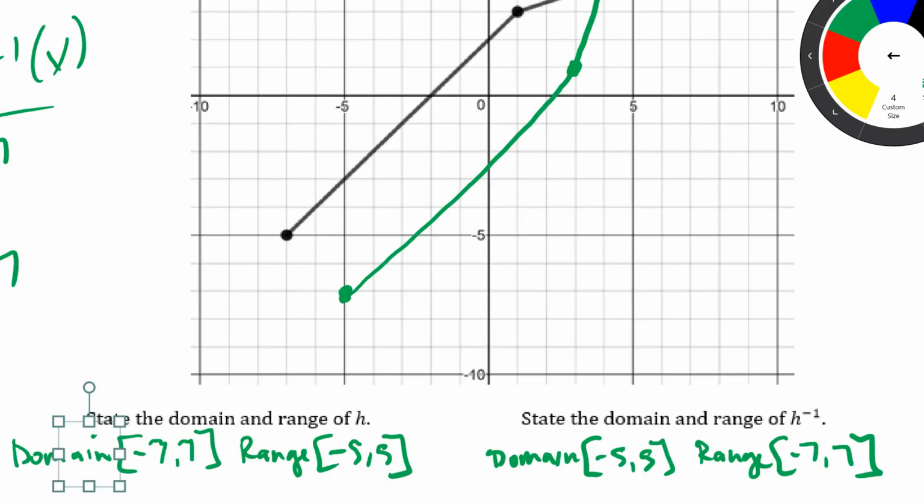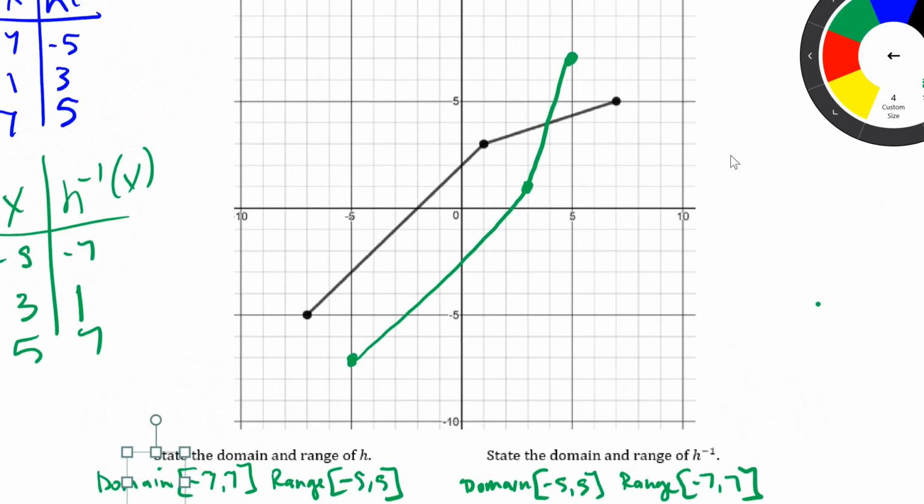I hope this helps. If you have further questions, please come and see me. Again, remember, all of this comes back to just the concept of switching the x and y values. That's the big concept here in this lesson.